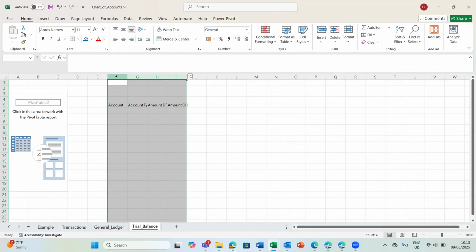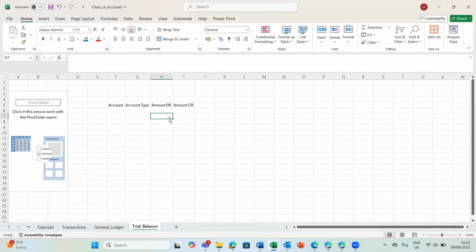So what is a trial balance? Simply, a trial balance is a list of your accounts with their balances. And at the end of the day, the total of those balances should be what? Should be zero.